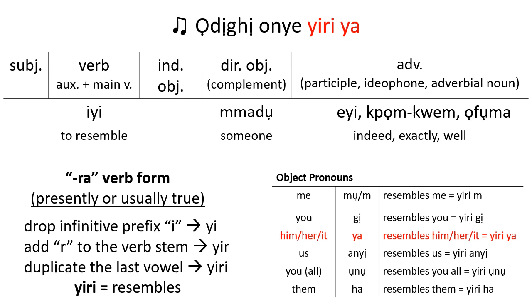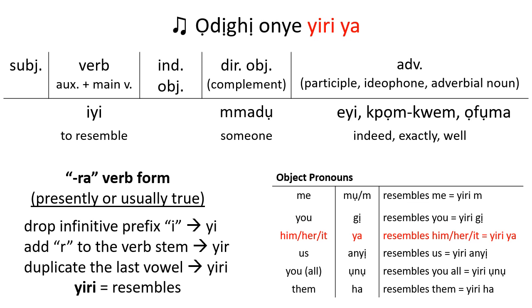Ọdi Onye Yiri unu. No one resembles you all. And Ọdi Onye Yiri ha. No one resembles them. You can even replace Ọdi Onye with a name and say something like Ada yiri mo. Ada resembles me. Ada yiri gị. Ada resembles you. Ada yiri ya. Ada resembles him or Ada resembles her.